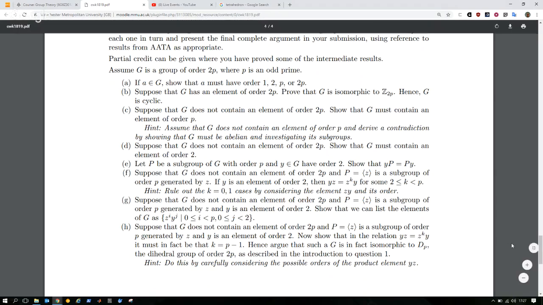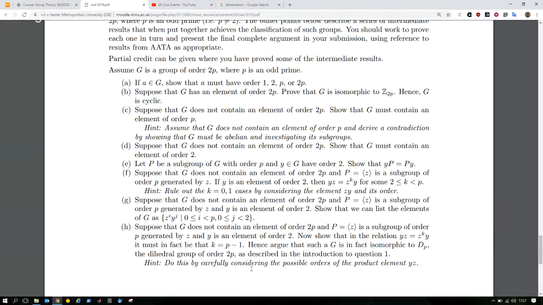So what you'll be doing here, you should be working to prove each one in turn and present the final complete argument in your solution, using references to results from the textbook as appropriate. Some of these steps are easy, some of them are harder. And for some of them, I've given extra hints as well. Okay?